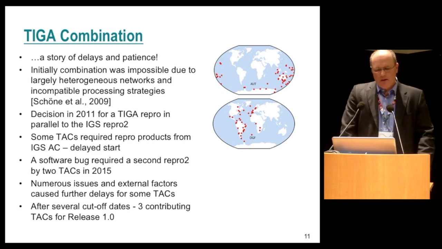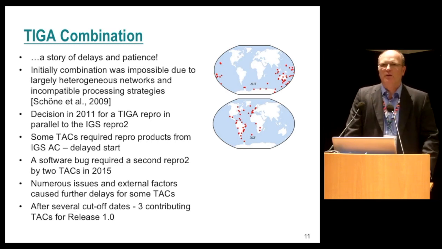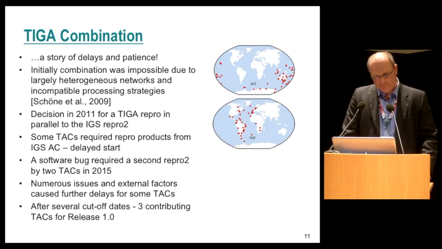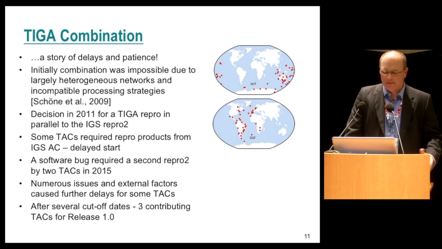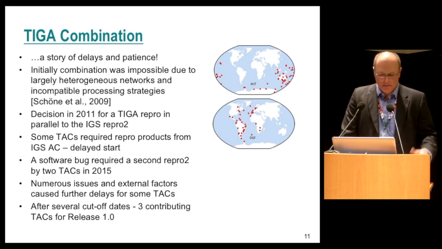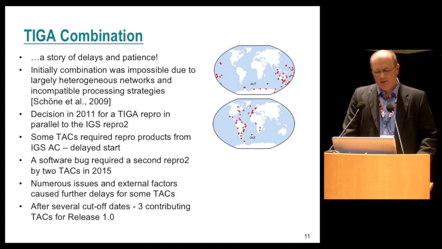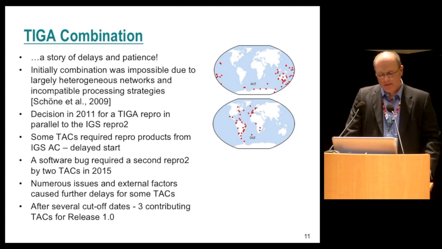So in 2011, the Tiger took the decision to do a parallel processing to the IGS Repro2. And as some of the TACs, or the tags, required the reprocessed products, they had to wait until Repro2 was completed. Then we had issues with software bugs that required a second reprocessing by some of the analysis centers. And there were numerous other issues and external factors that caused delays at no end.